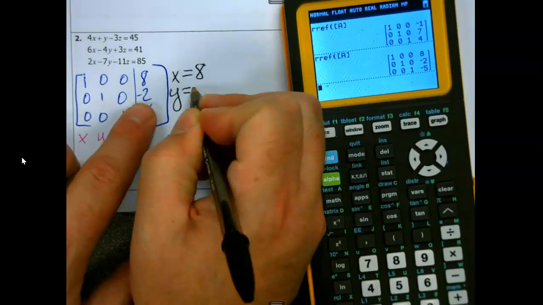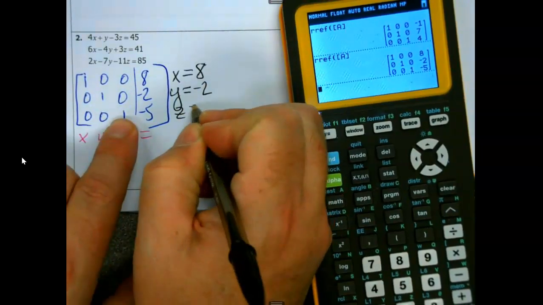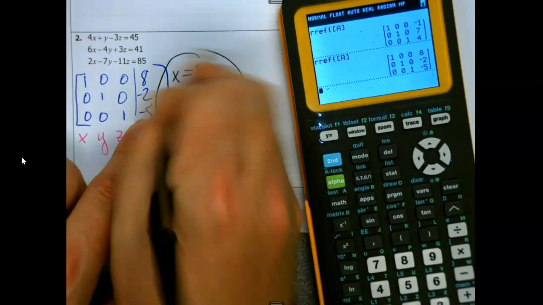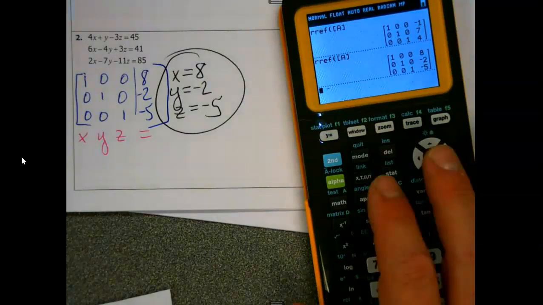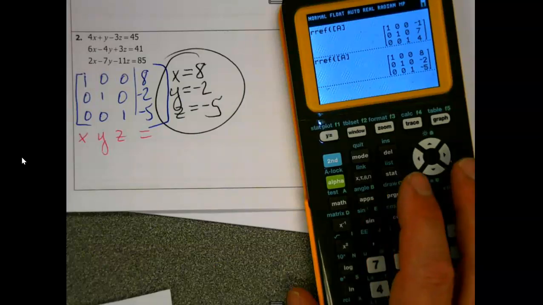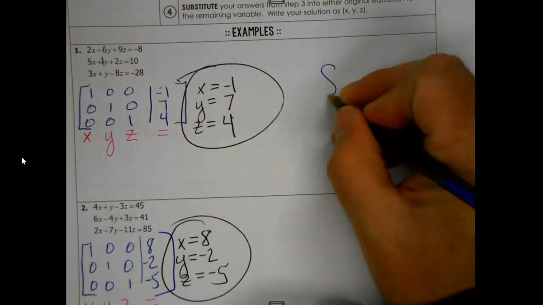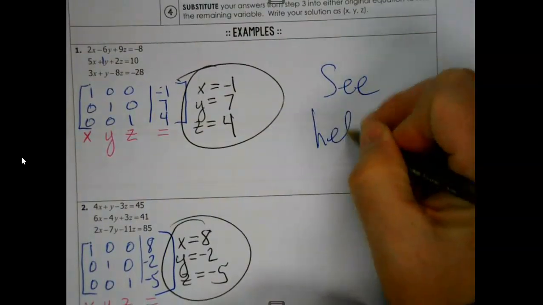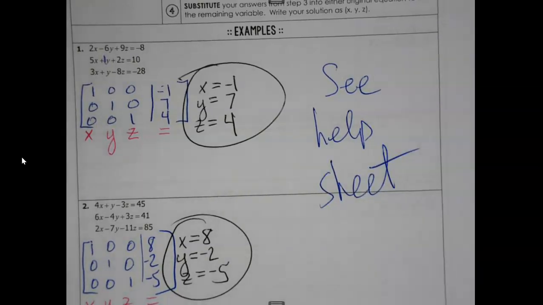Y equals negative 2, and z equals negative 5. And we're off and running. So nothing real cute to have to mess with. So we'll just kind of put a note in case we look later like, where'd that stuff come from?